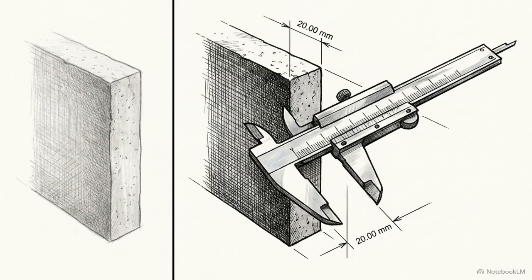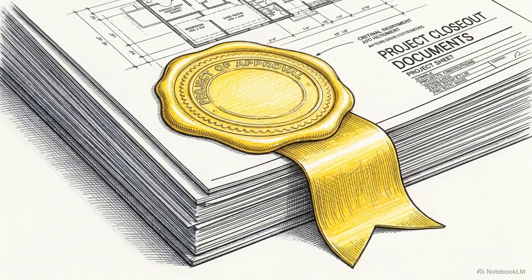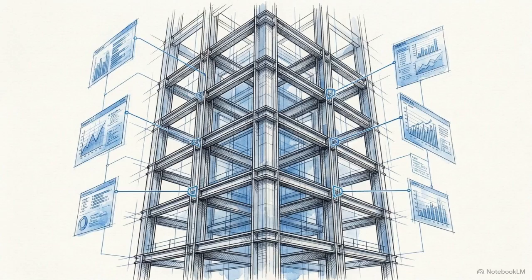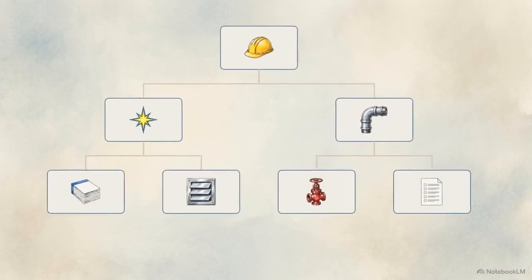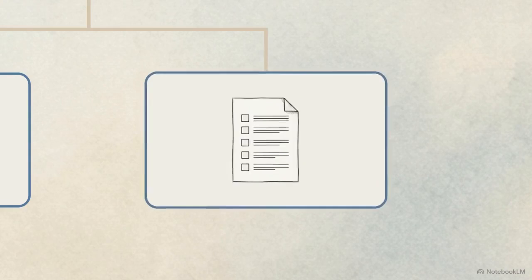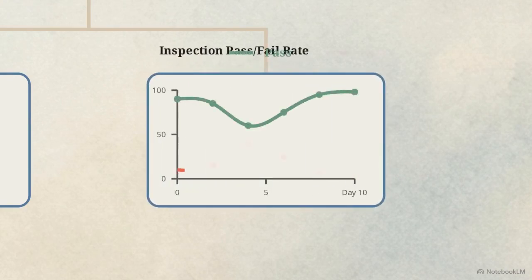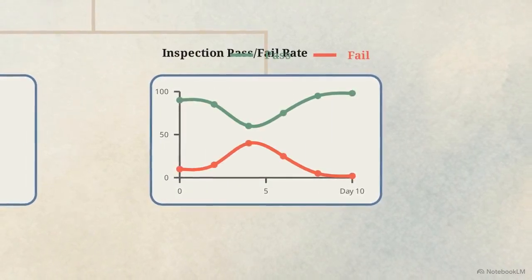Codifying these parameters transforms subjective expectations into objective standards. This protects the project from disputes and provides a measurable basis for final acceptance. The work breakdown structure provides the framework for all reporting. By organizing inspection data according to WBS elements, teams can track progress and identify deviations at a granular level.